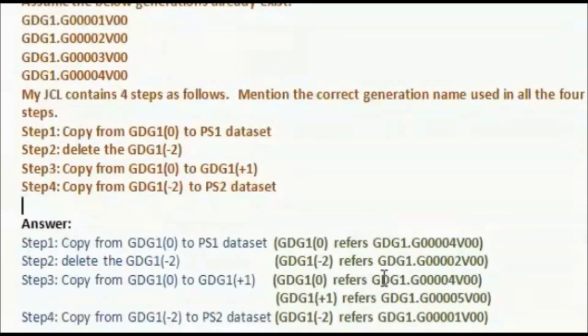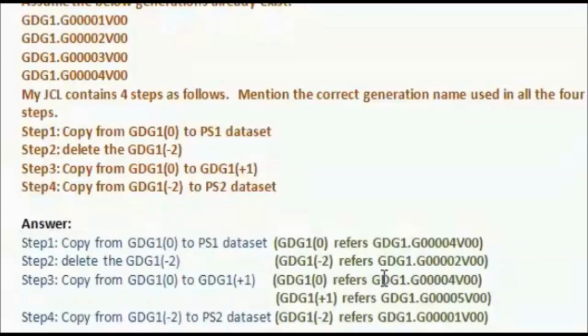Step 1. Copy from GDG1 of 0 to PS1 dataset. Step 2. Delete the GDG1 of -2. Step 3. Copy from GDG1 of 0 to GDG1 of +1. Step 4. Copy from GDG1 of -2 to PS2 dataset.